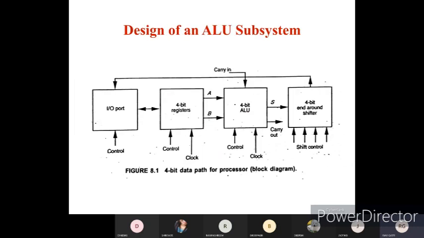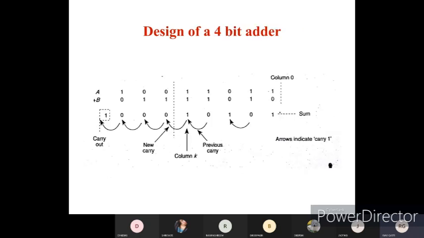So in the design of the 4-bit ALU subsystem, we went for the 4-bit data path for the processor. Generally in the processor we will have adders or shift registers. So you can see here the 4-bit processor consisting of an IO port and data register pins, a 4-bit ALU, and a 4-bit encoded data around the shift registers. Okay, so this is a general processor block diagram. With this, we have created a 4-bit shift register.